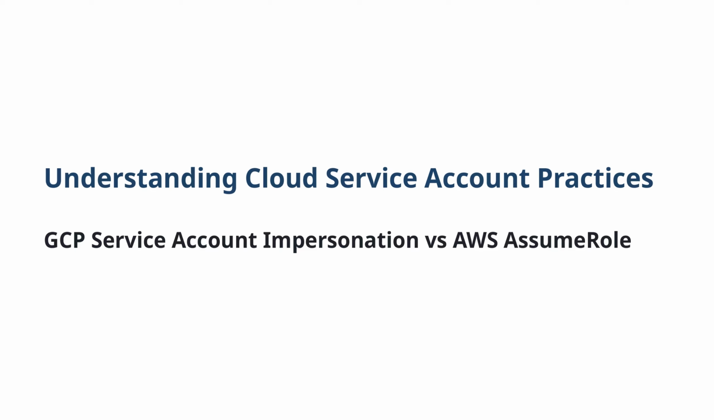In this segment, we'll explore the practices surrounding cloud service accounts, focusing on two prominent examples: Google Cloud Platform's service account impersonation and AWS's AssumeRole. These mechanisms are fundamental for managing permissions and identifying resources across different cloud environments. Understanding the distinctions between these two is essential for crafting secure cloud security policies, as well as for effectively managing identity and access management, IAM, within your organization.